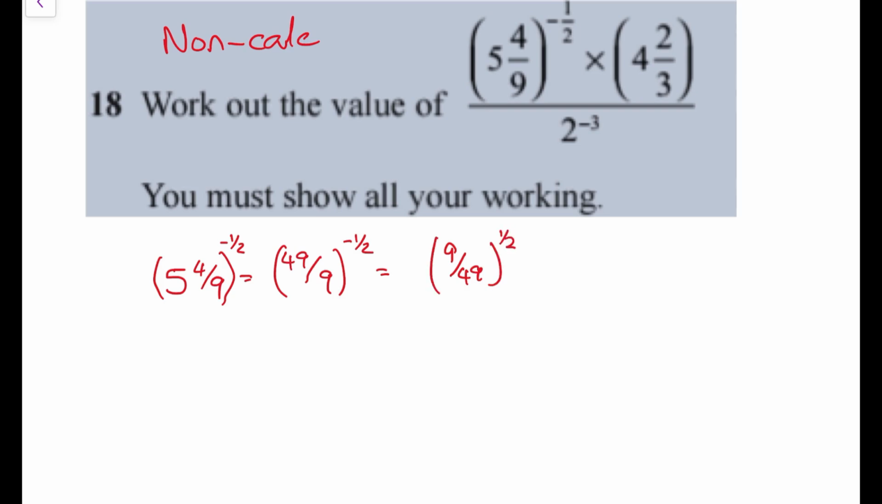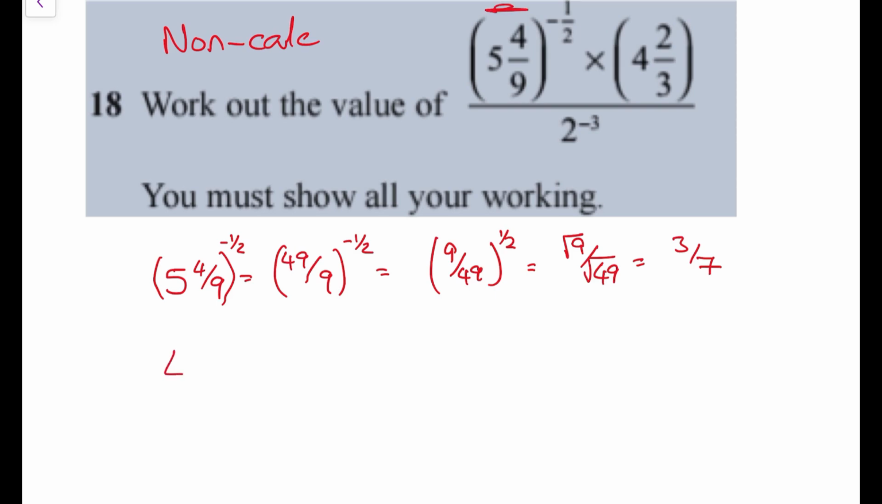And the half is the opposite of squaring, and the opposite of squaring is square rooting. So it's the same as the square root of 9 over 49. Remember, this is a non-calculator question, so it'd be really strange if it said something like the square root of 73. So you do know what the square root of 9 is, it's 3. And you do know the square root of 49, which is 7. So I've done the first part. I've done this bit here, if you like.